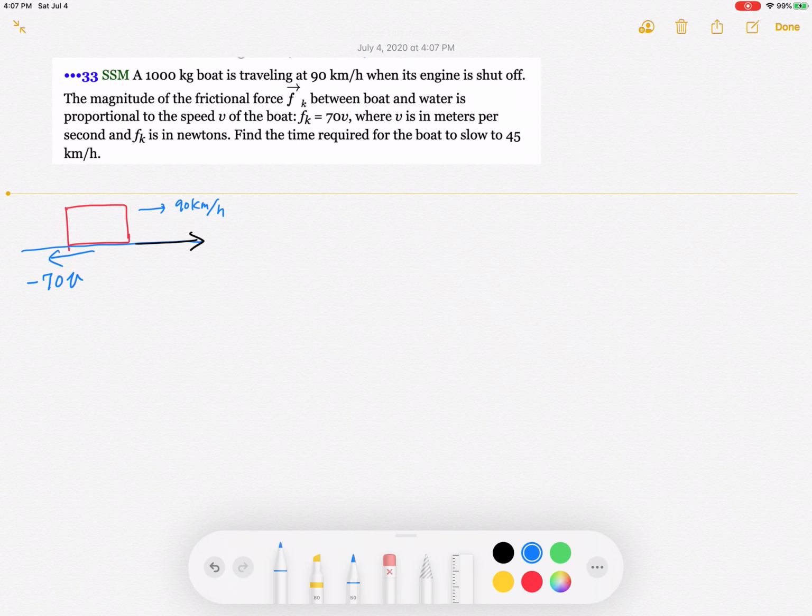Yeah, the frictional force is proportional to the speed of the boat by this much. I put the negative sign in front because the boat is moving to the right while the frictional force is acting to the left. So you need to put the negative sign in front of the friction force. So let's solve the equation of motion. Let's set up the equation of motion along x.